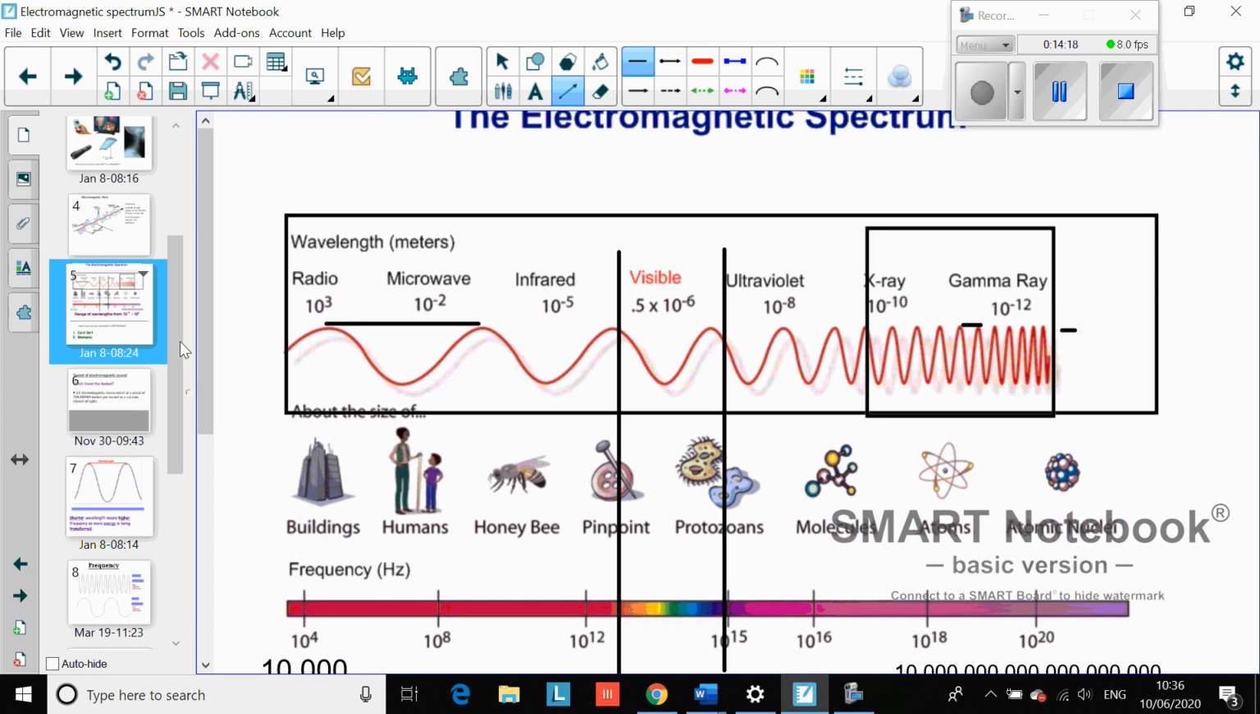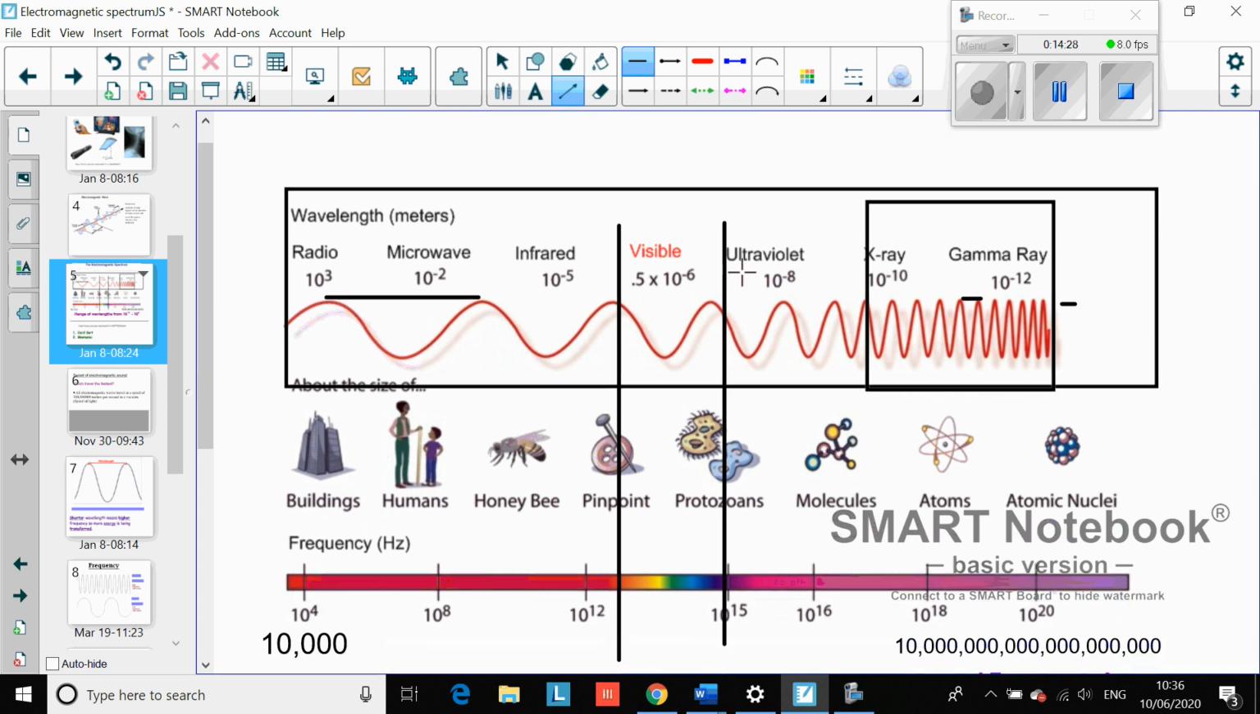As you can see, radio waves have a low frequency, so quite a low energy. They don't deliver very much because you only get 10,000 waves per second. But with gamma rays, you get 10 million waves delivered every second. So they're delivering a huge amount of energy, and gamma rays are considered very high energy. And then, of course, you've got that whole range in between.